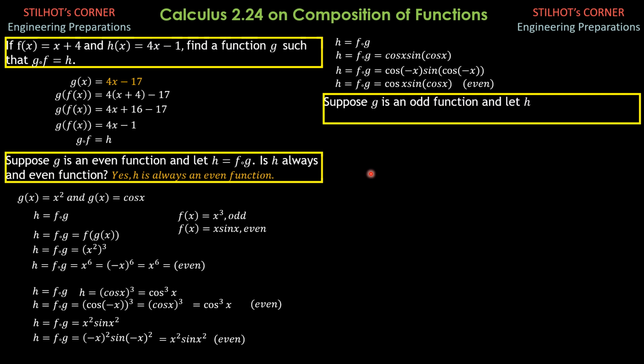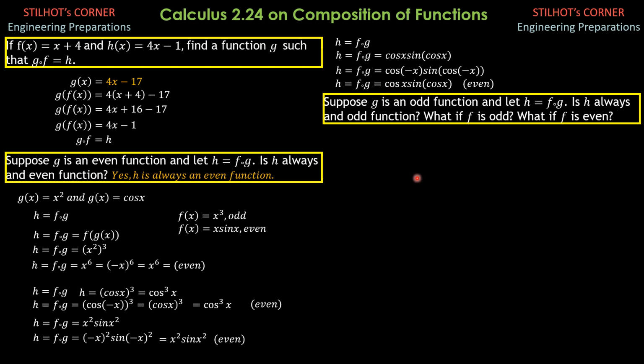For the next exercise, suppose g is an odd function and let h be f of g. Is h always an odd function? What if f is odd? What if f is even? So we do the same thing.